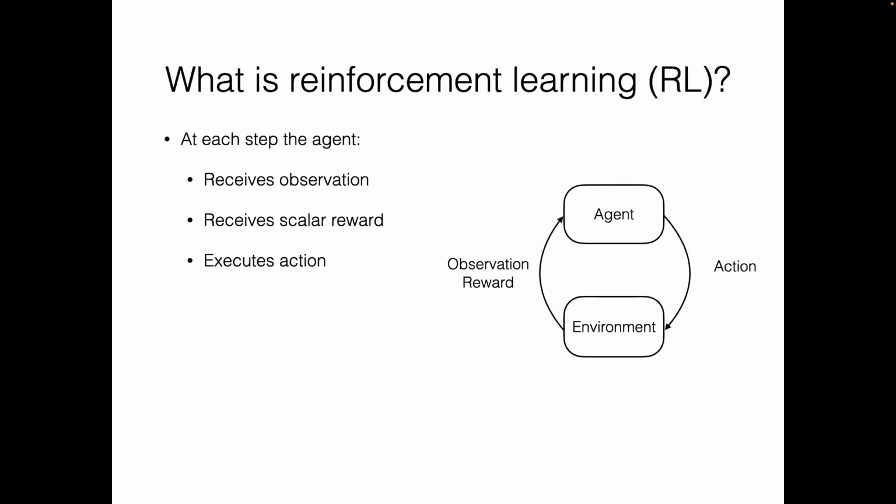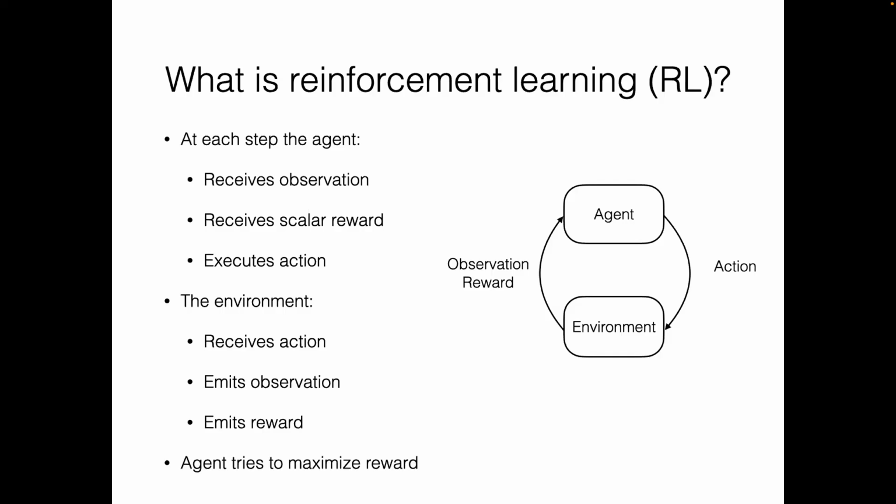So in a bit more detail, and we'll go into all the technical details of this today. Here, the agent is receiving some observation from the environment. It's receiving some scalar reward. So this will just be a number. And then it's executing some action and doing this in a loop. The environment is receiving the action, and then it's providing this new observation and providing some reward. So we'll see a few different examples of this. And again, the agent is trying to maximize reward.